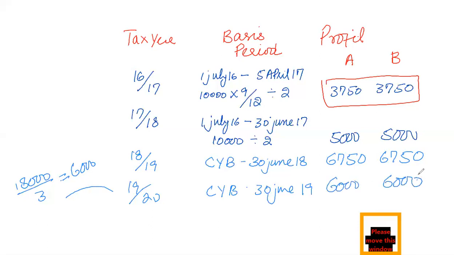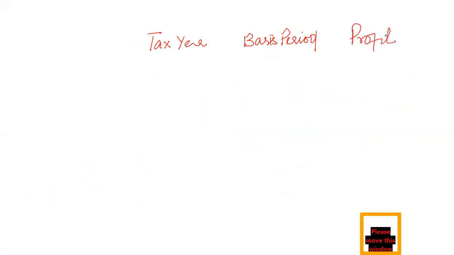Now, as far as the third partner is concerned, let's work for the third partner. So we have partner C. For partner C, let's work out the basis period and assessable profit. Partner C joined the partnership from 1st July 18. So from 1st July 18 till 5th April 19, that is 9 months profit.